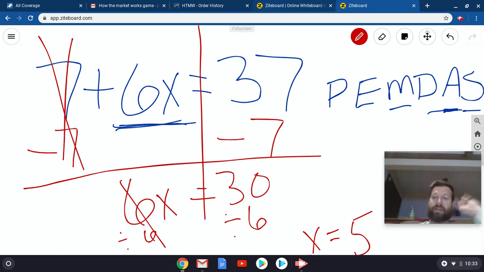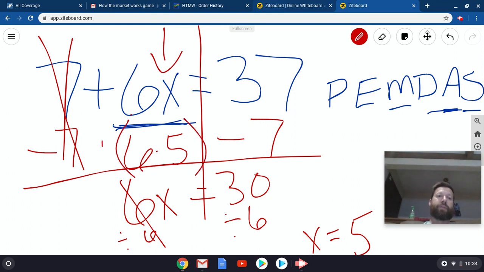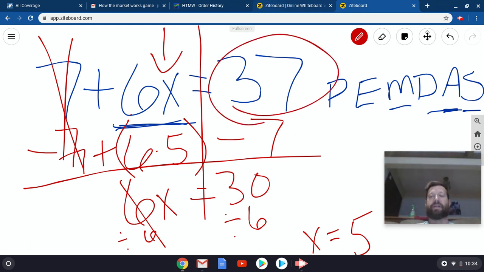Let's come up here to the top and let's substitute in a 5 right there. 6 times 5 equals 30. So this is 30 plus this 7 that was back over here. 30 plus 7 does equal 37, and I am positive that I have solved this equation exactly correctly.